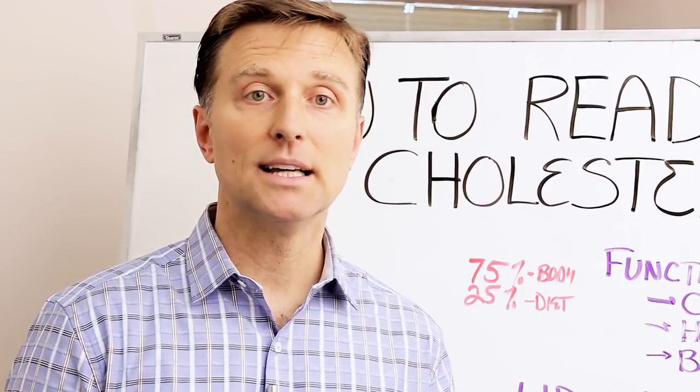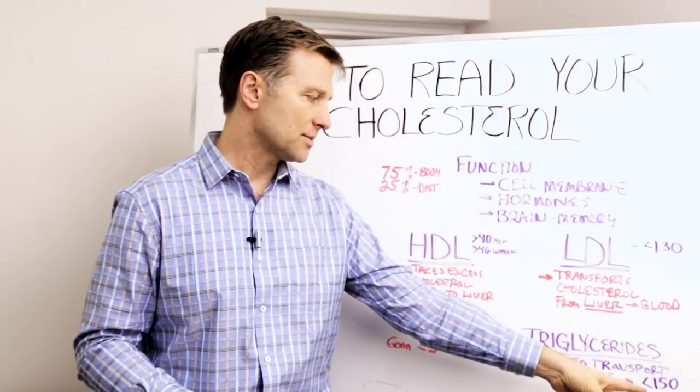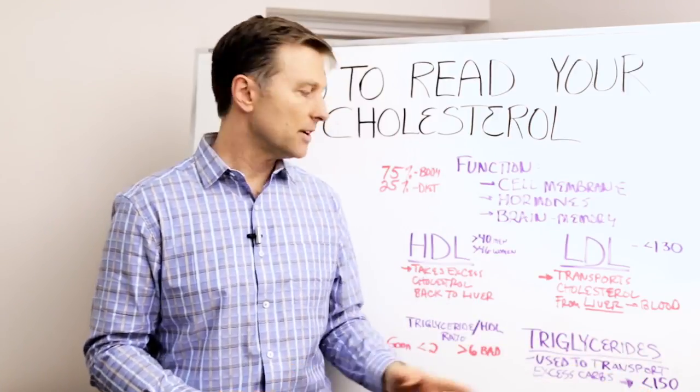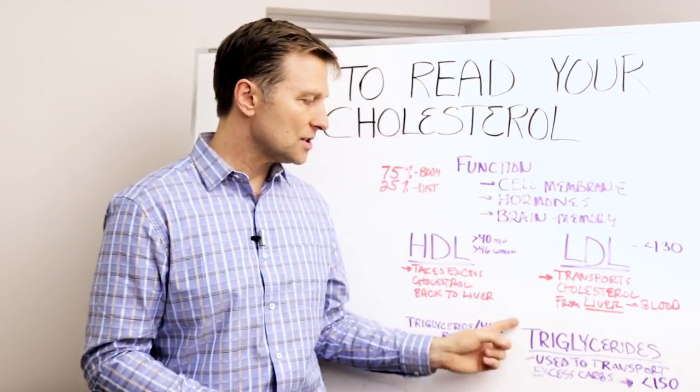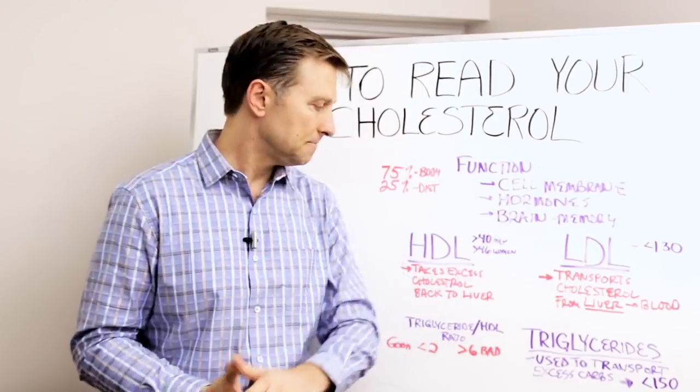So we want about 150 or less. That's the value for triglycerides. We don't want them greater than 150. It's very easy to change this, and it's simply by getting rid of sugar out of the diet.